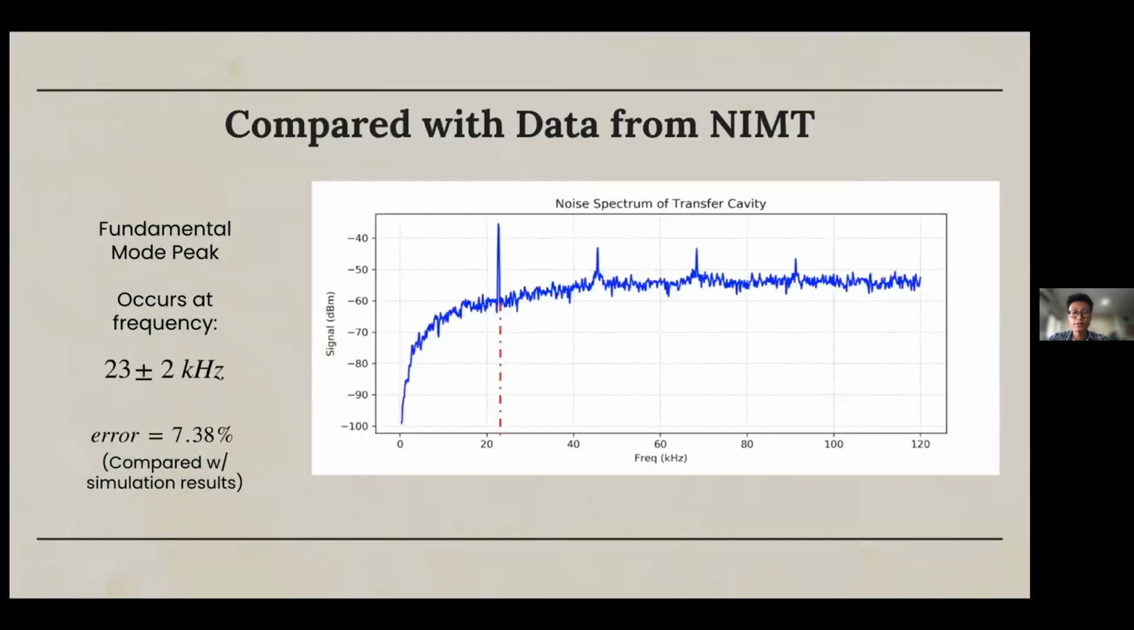Now, finally, comparing this to the noise spectrum data provided by the National Institute of Metrology of Thailand, NIMT, we can observe sharp peaks located at specific frequencies.